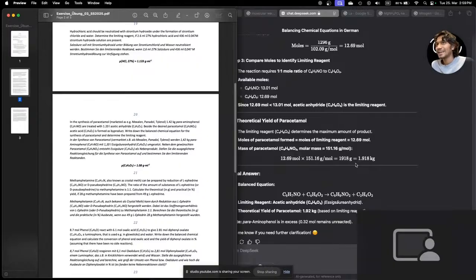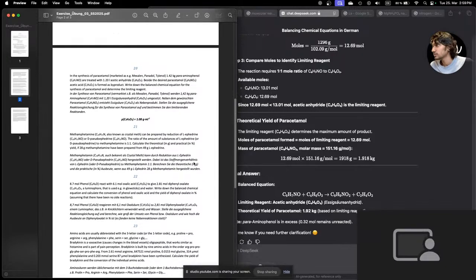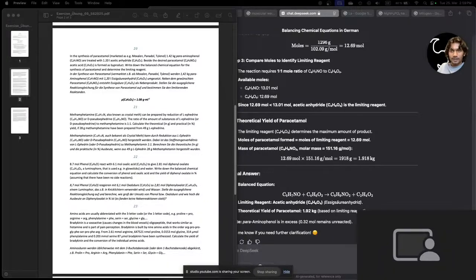formed. God damn, son. That's a lot of paracetamol, man. Whoa, look at this, boy. It's methamphetamine. We're going Breaking Bad, man. Known as crystal meth. Yeah. We're making crystal meth here. That is really cool.